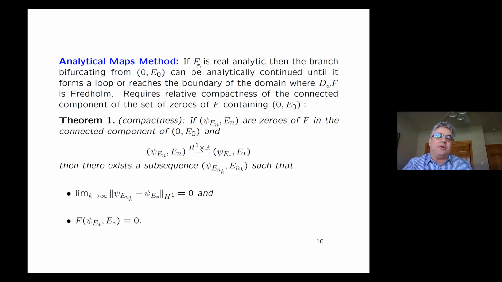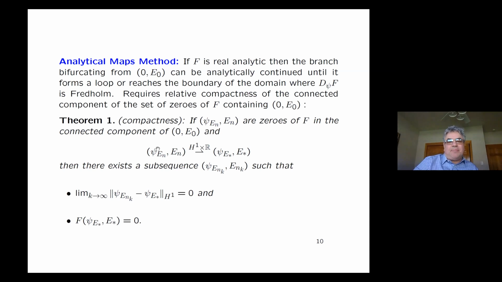Now, it's a lot of smoothness. It's real analytic, capital F. But in that case, you can analytically continue any branch that you can construct via local bifurcation technique until it reaches the boundary of the Fredholm domain, or it forms a loop. Here it forms a loop. So besides the ones that form a loop, they have to reach the boundary of the Fredholm domain.